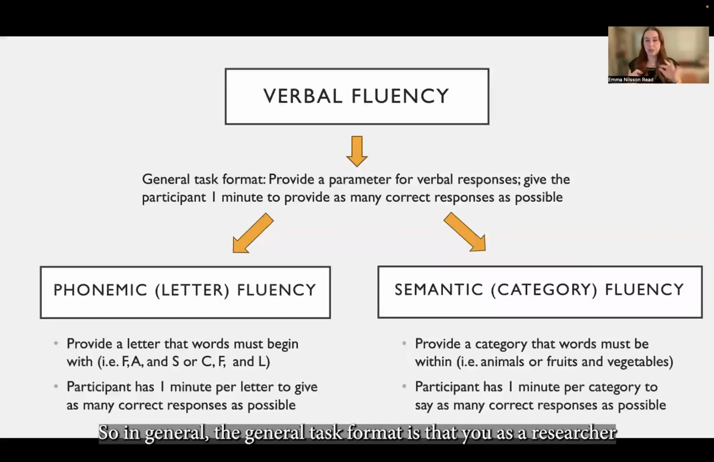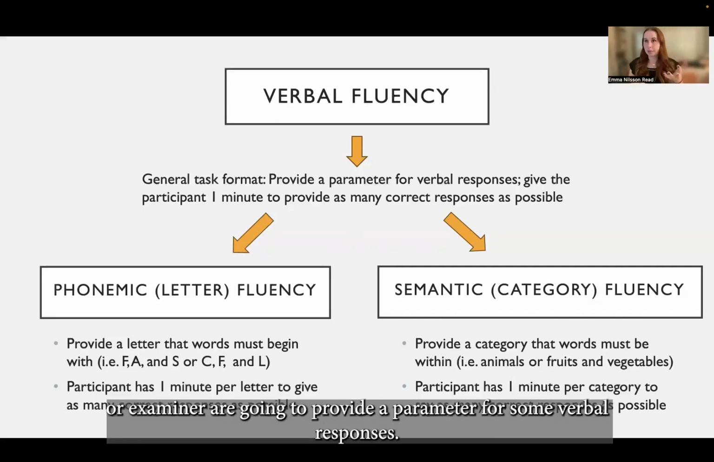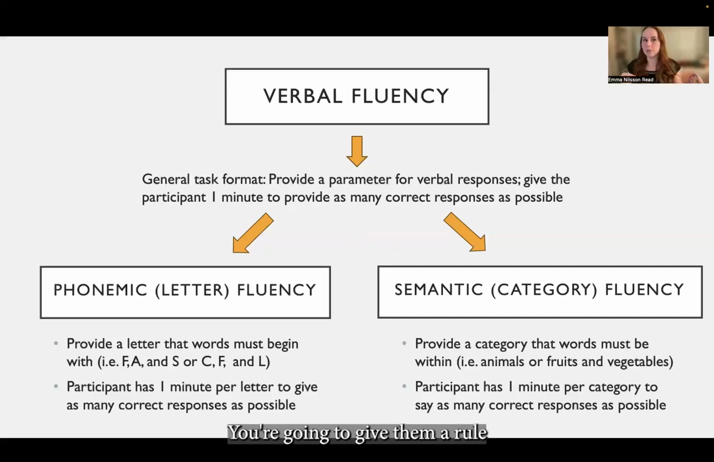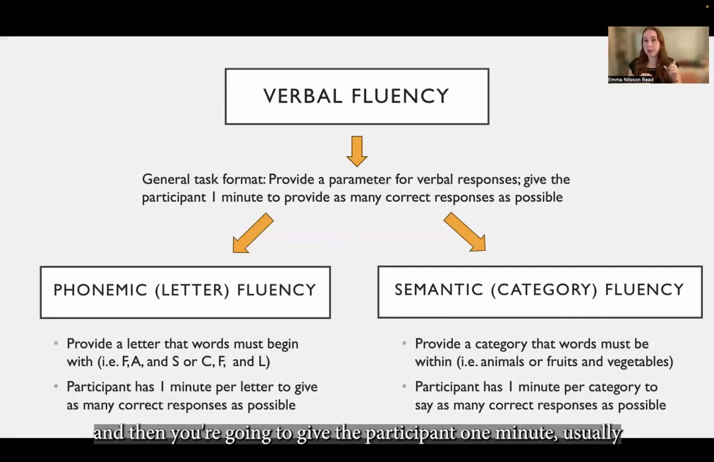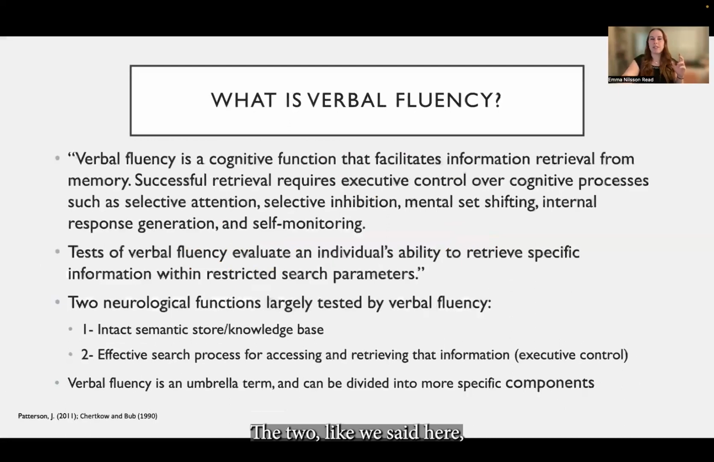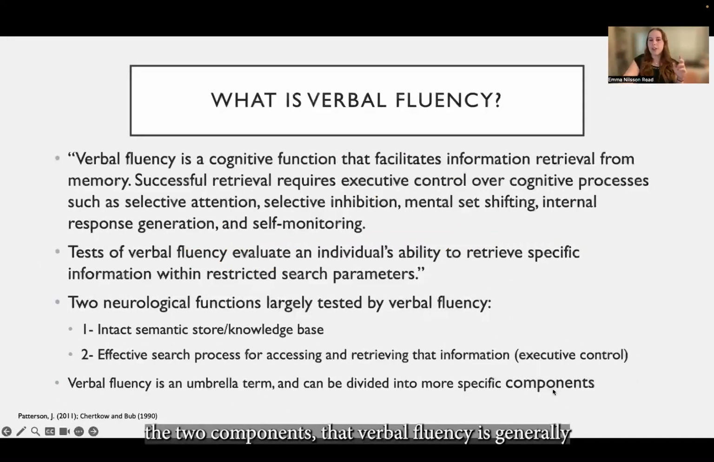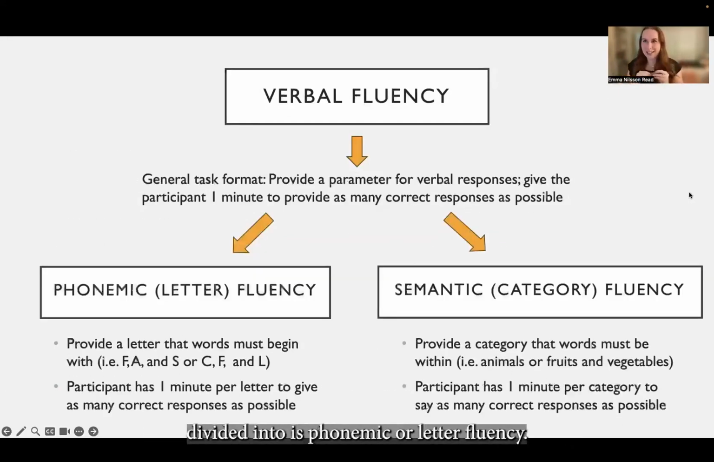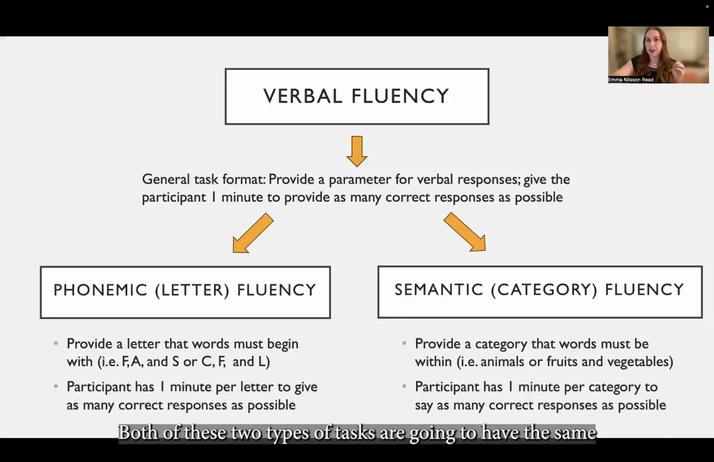In general, the task format is that you as a researcher or examiner are going to provide a parameter for some verbal responses. You're going to give them a rule. And then you're going to give the participant 1 minute, usually, to provide as many correct responses as they can. Like we said here, the two components that verbal fluency is generally divided into are phonemic or letter fluency and semantic or category fluency. Both of these two types of tasks are going to have the same general task format, just with different search parameters.